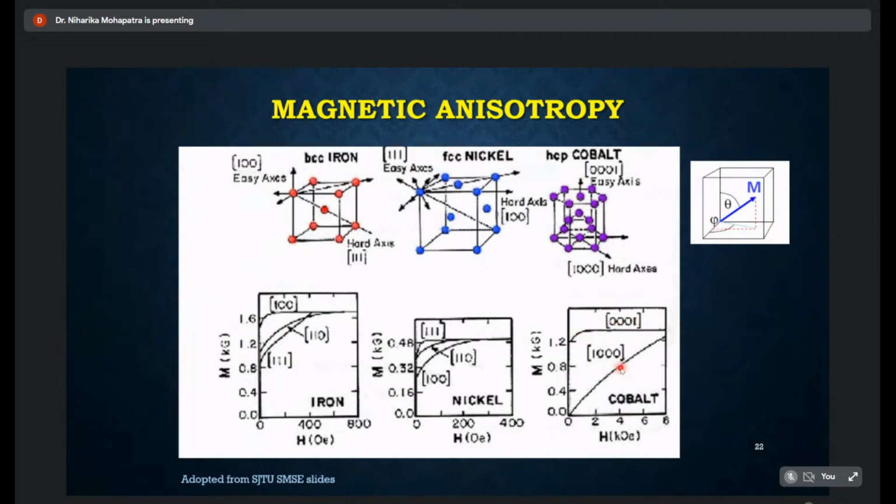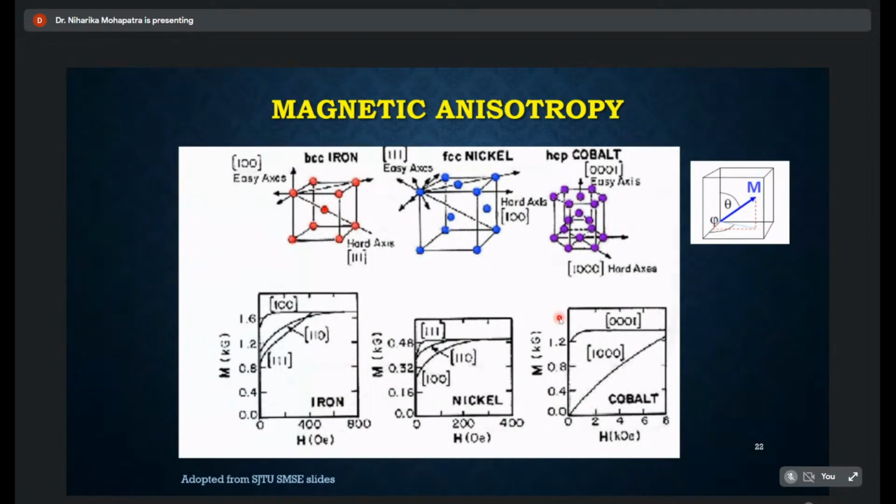If we apply the field along the hard axis, you will see that it takes a larger field. It needs more energy to get oriented along the direction of the magnetic field. That's why it is the hard axis and this is the easy axis. A similar property exists for all other systems like iron and nickel. You will see that for nickel, 111 is the easy axis, so it gets magnetized very easily, whereas along the other direction it needs more energy to get magnetized.